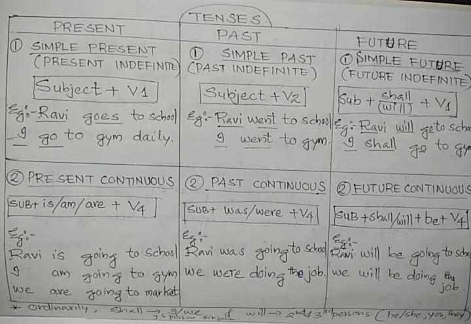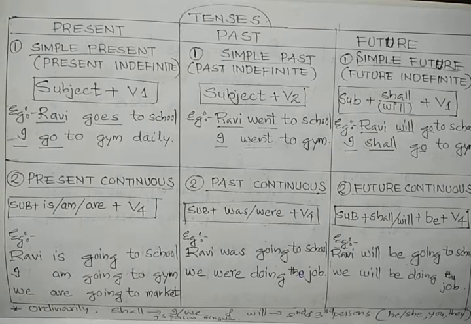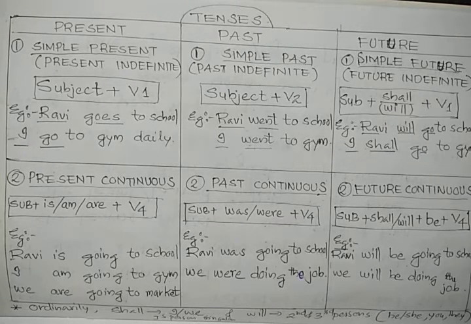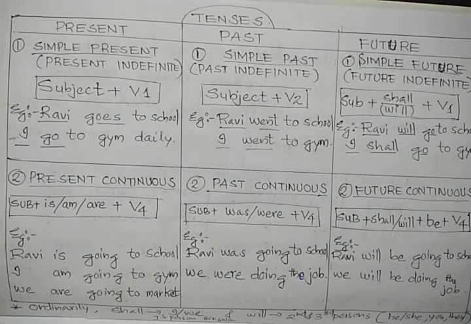Next one, I am going to gym. I plus am plus V4 form of go, going. We are going to market. We is a subject plus are plus V4 form of go, that is going.